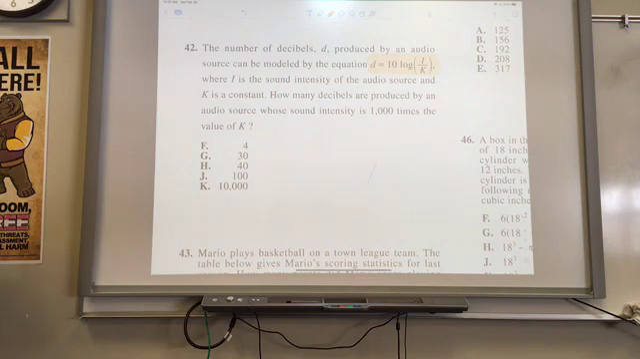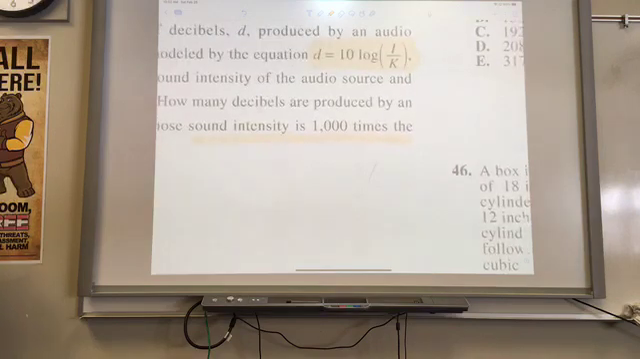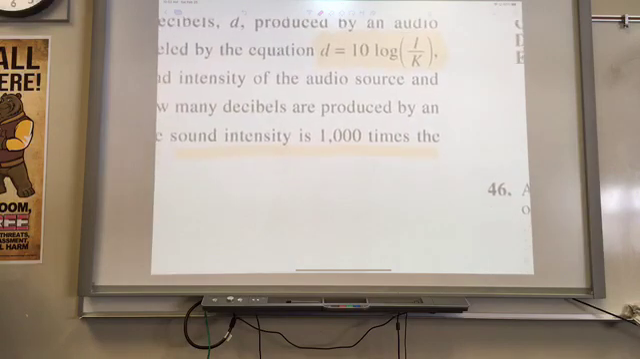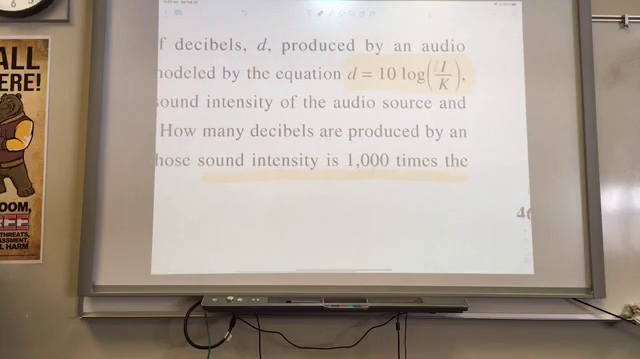All right. How many decibels are produced by an audio source whose intensity is 1,000 times K? Intensity is 1,000 times K. Can you guys give me some numbers where the intensity is 1,000 times K? What should I use? 1001. I like that. That's pretty straightforward. 1,001, right? Now what if I use 2,002 or 5,005? Because it was 1,000 times K, it doesn't matter eventually. What's it going to reduce to?